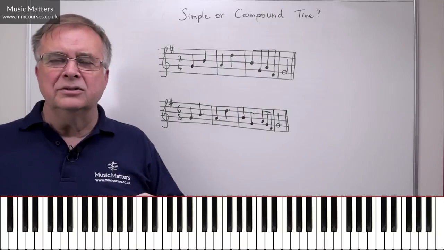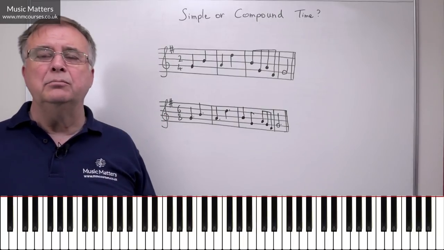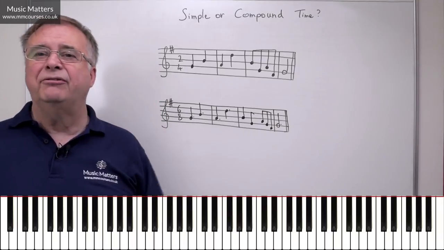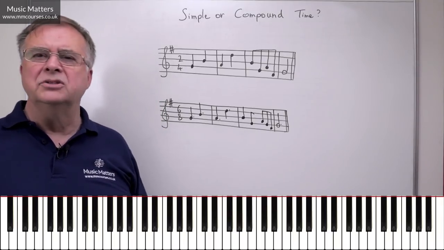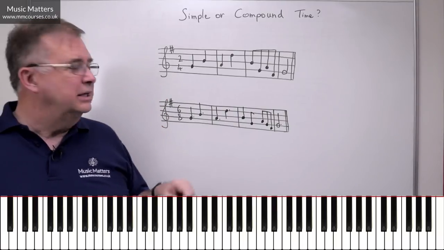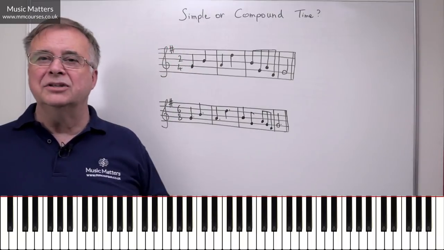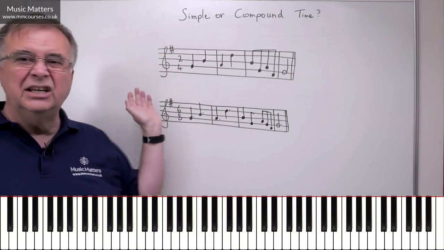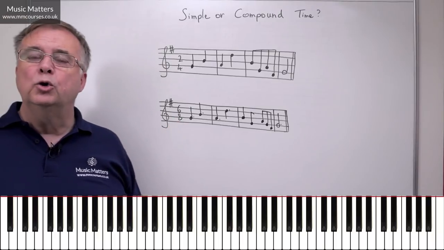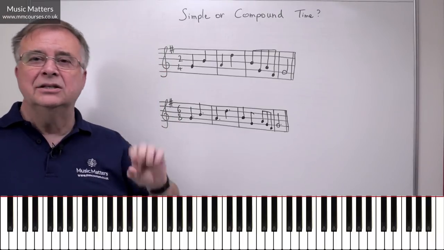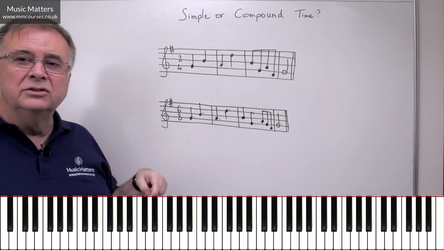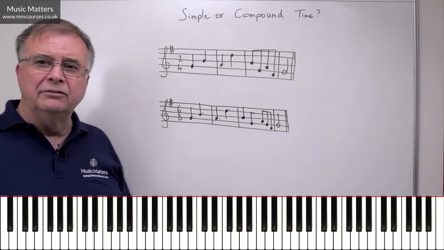In compound time, things are just marginally more complicated. So 6, 9, or 12, remember, flags up compound time. So let's start by what it says on the tin. 6, 8 means 6, remember, how many of something there are in the bar. So there are 6 somethings in every bar. What are those somethings? They're quavers, all right? So 8 means quavers or 8th notes. So 6 8th notes in every bar or 6 quavers in every bar.